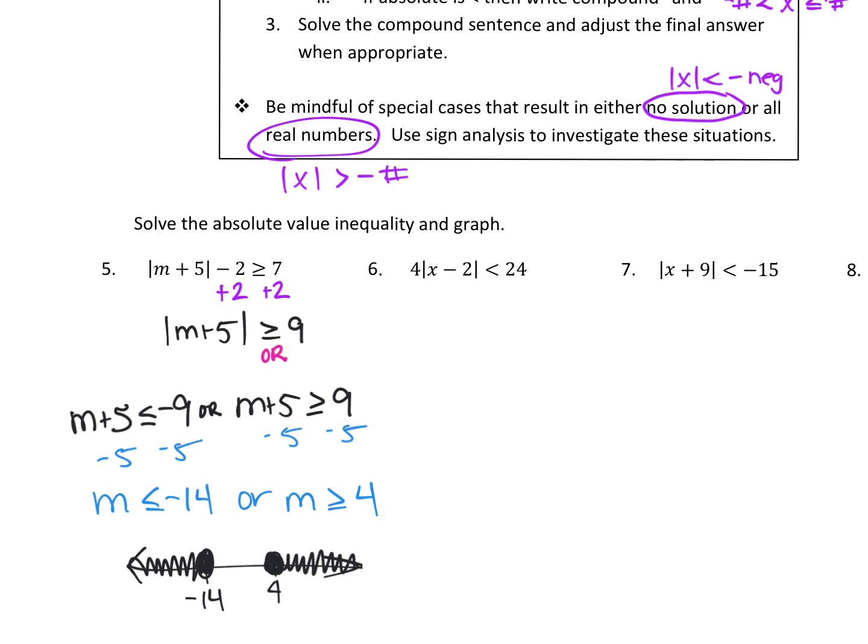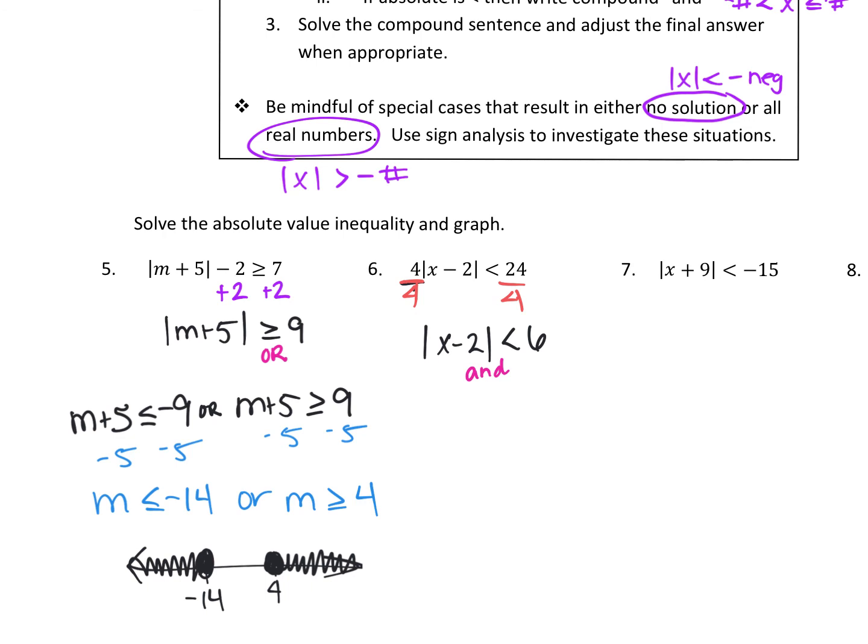All right, number 6, 4 times the absolute value of x minus 2 is less than 24. What do I do to isolate that absolute value? Divide by 4. The absolute value of x minus 2 is less than 6. Okay, make sure you write that equation. Now, less than is an and. We determine that once the absolute value is by itself, too, because if that was a negative 4 and a negative 24, it would flip it. It's an and.